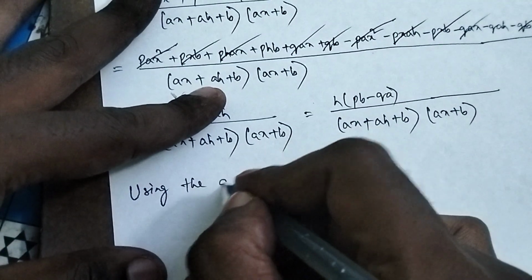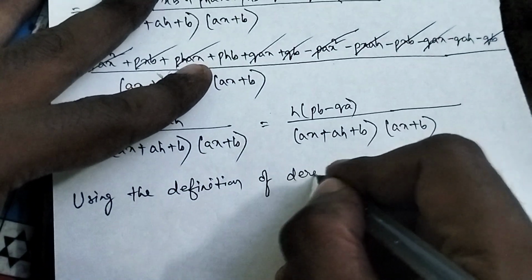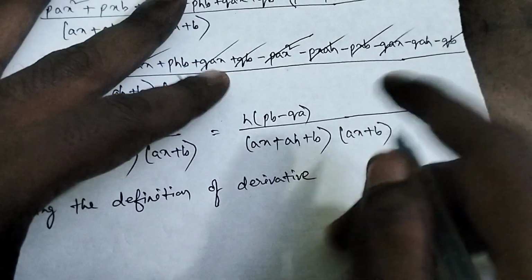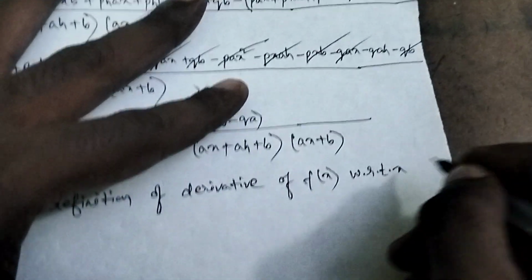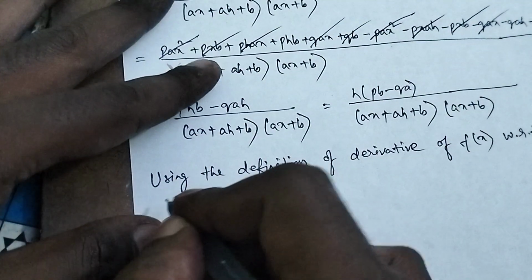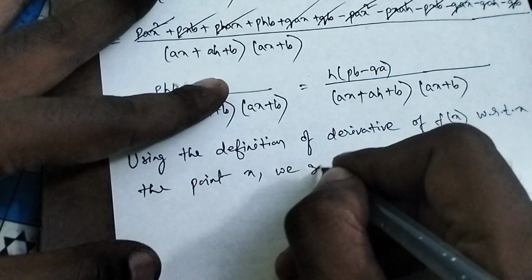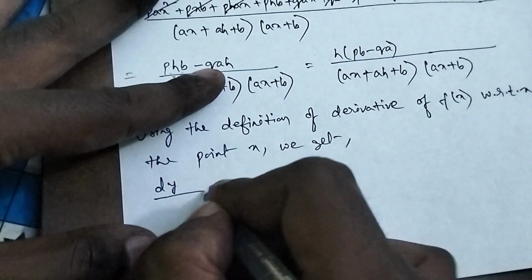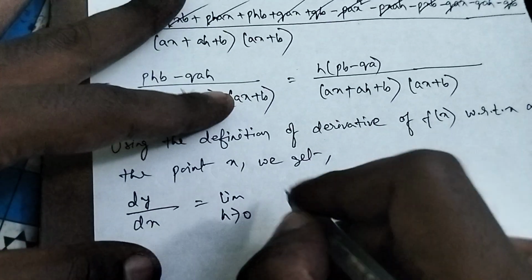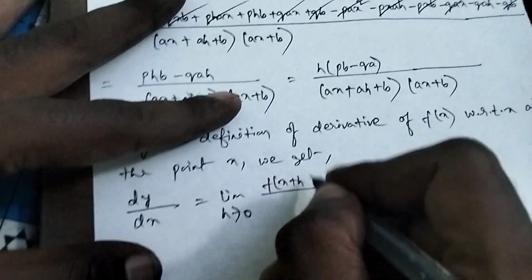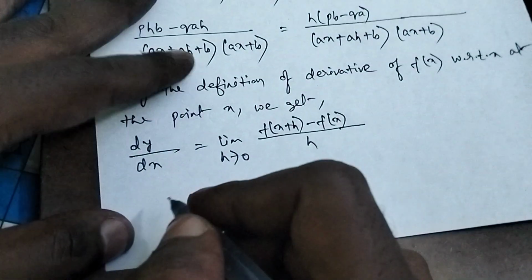So now using the definition of derivative of f(x) with respect to x at the point x, we get dy by dx is equal to limit h tends to 0 of f(x + h) minus f(x) by h. Okay, clear?